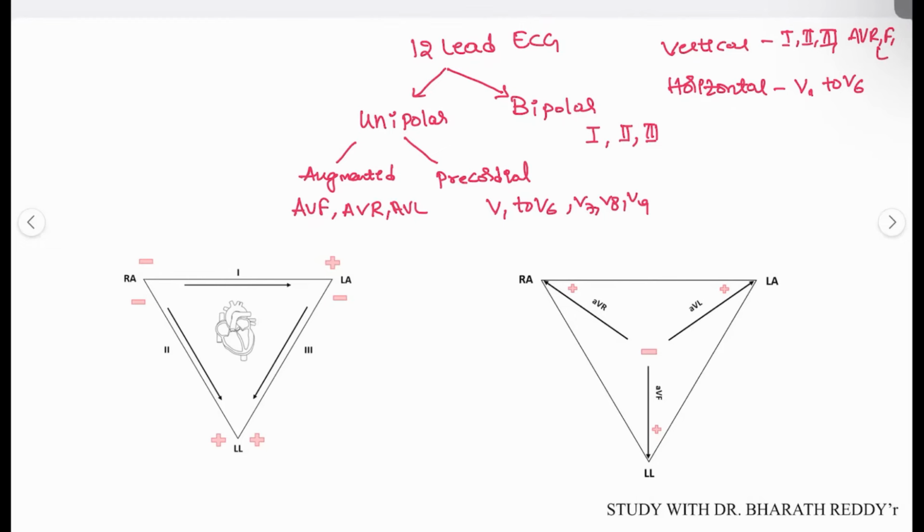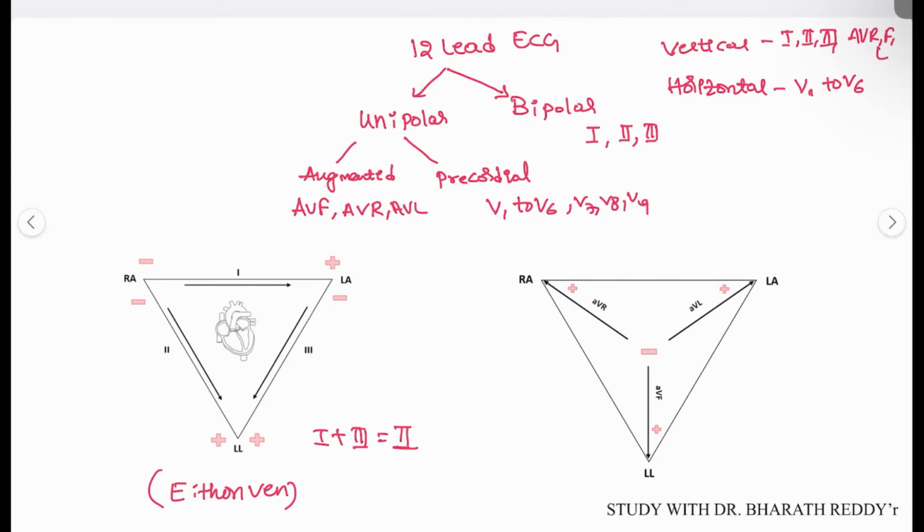So in the beginning of the ECG development or discovery, there is a specific triangle that was designed by the ancestors of ECG scientists. They discovered the Einthoven triangle. What he is trying to say is that lead 1 plus lead 3 is equal to lead 2. That is what he said.